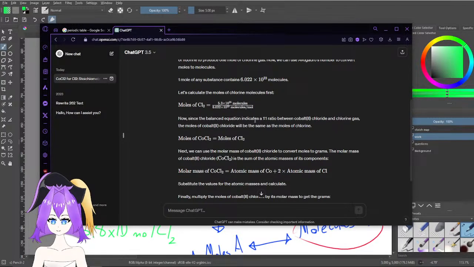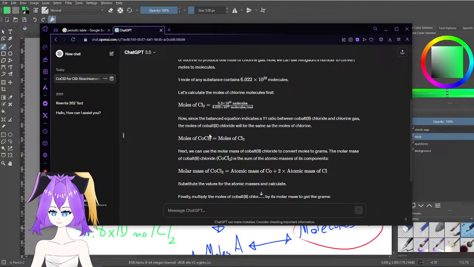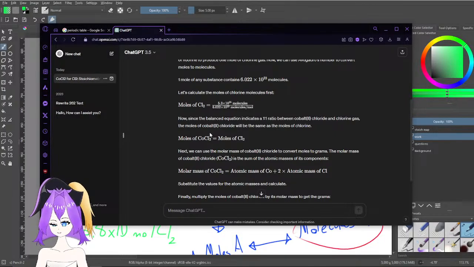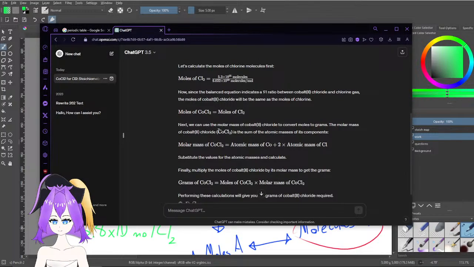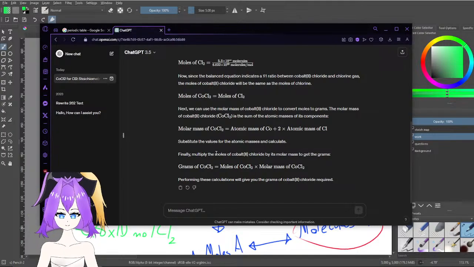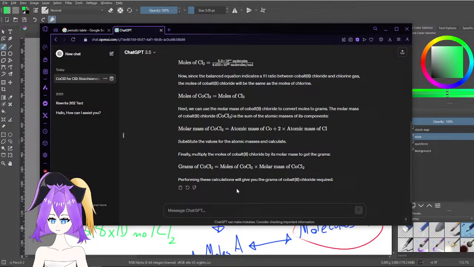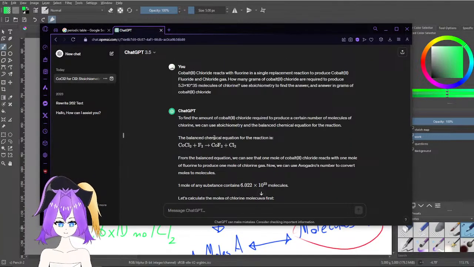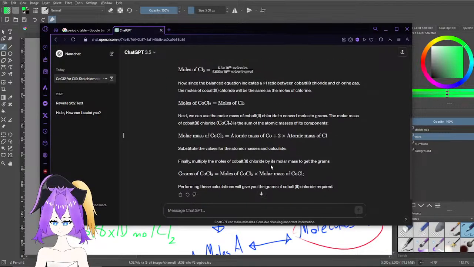Now, since the balanced equation indicates a 1-to-1 ratio, the moles will be the same as the moles of chlorine. Next, we can use the molar mass. The molar mass is the sum of the atomic masses of its components. Okay, so that's what I did. So finally, multiply the moles. Okay, so this is just a recap of the summary of what I did. Yeah, so this is basically exactly what I did. It's just not giving me an answer to it.